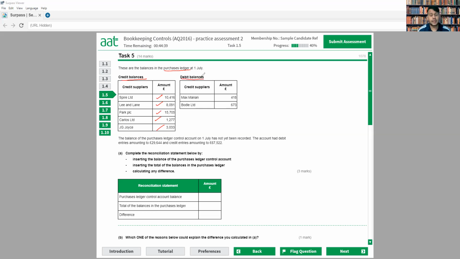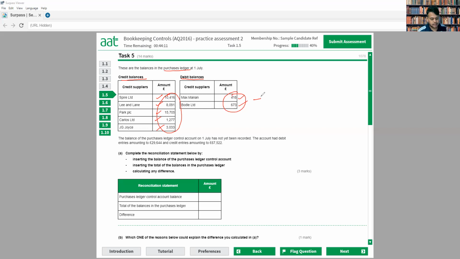Debit balance happens when I overpaid. For example, if I buy something and afterwards I return it, the supplier needs to pay my money back. So this is the debit balance. I have 2 debit balances. What I have to do is add all the credit balances and minus these 2 debit balances to find how much balance I need to pay to my suppliers.